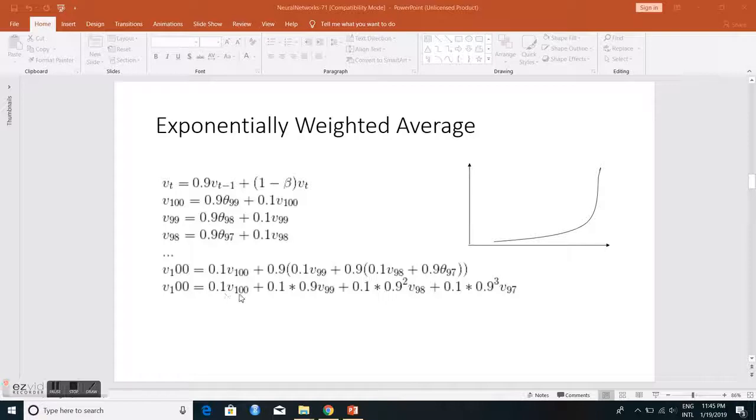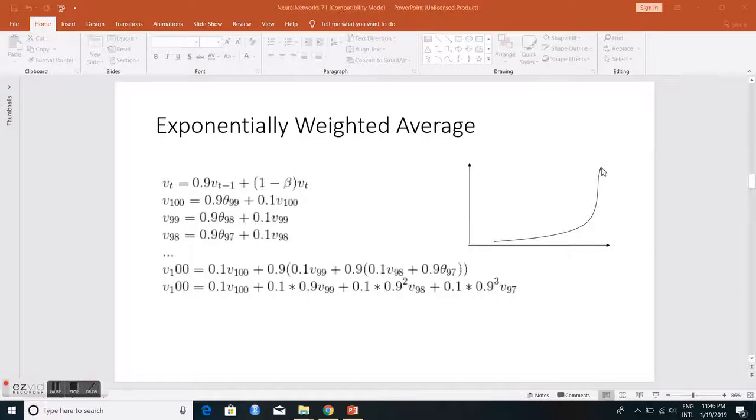So once we expand this, we will find that it is of the form 0.1 theta 100 plus 0.1 into 0.9 theta 99 plus 0.1 into 0.9 squared theta 98, and so on. So basically you will find that each of these values theta 100, theta 99, theta 98, theta 97 is multiplied by a factor. Here we have 0.1, 0.1 into 0.9, 0.1 into 0.9 squared, 0.1 into 0.9 cubed. So it keeps on decreasing.